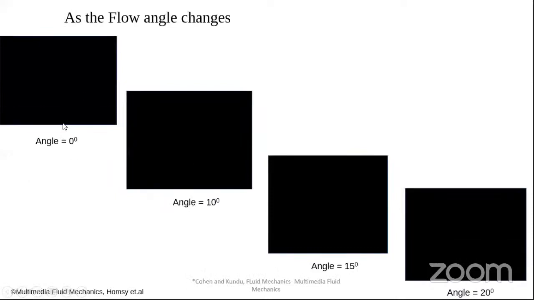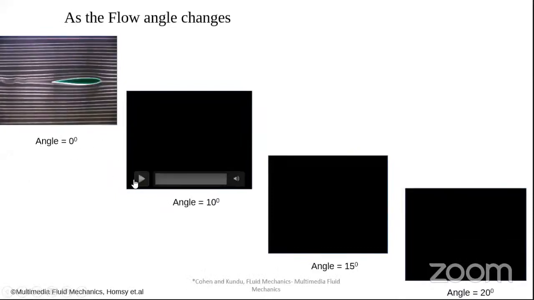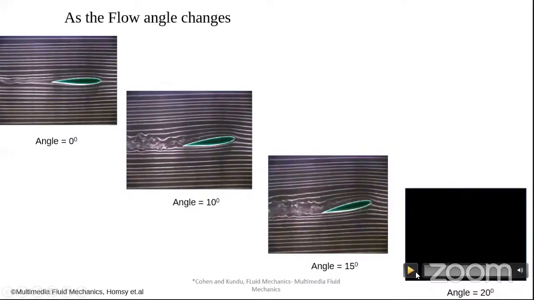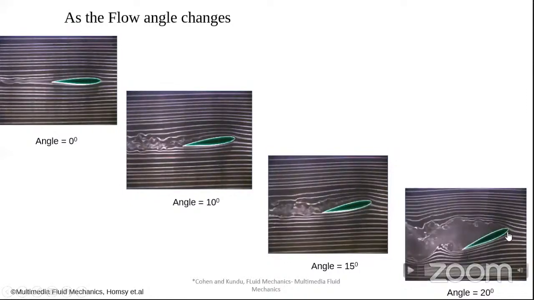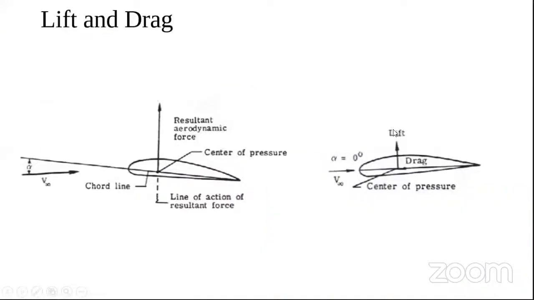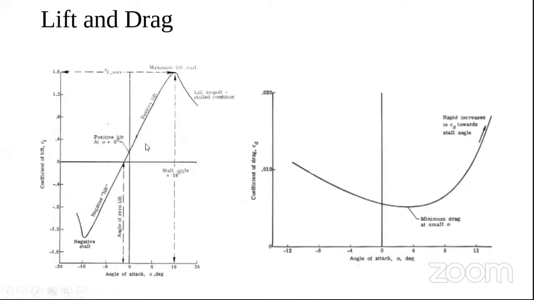Now, we noticed from this video that as you change the angle of attack, your curvature along the body changes, because of which it is going to change the resultant force. That resultant force is decomposed as lift and drag. Lift is perpendicular to the V infinity, or the speed or direction of the flow, and drag is parallel to it. Now, this lift is surprisingly a function of angle of attack with a straight line.